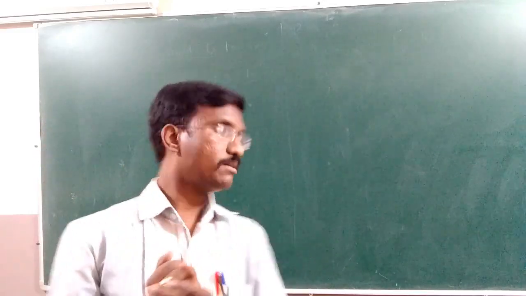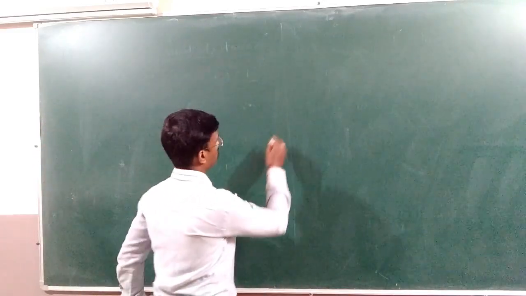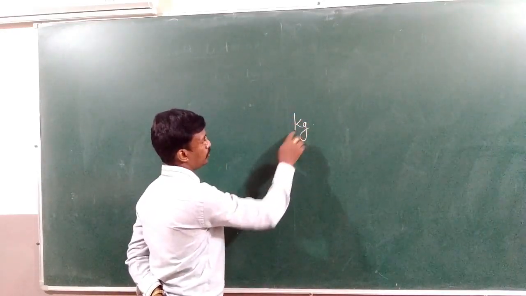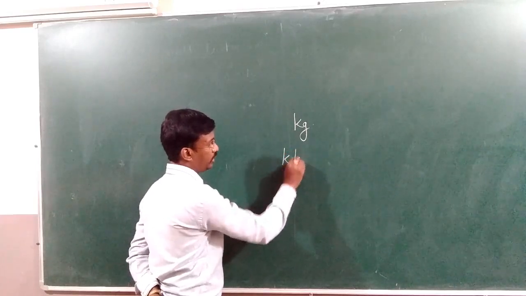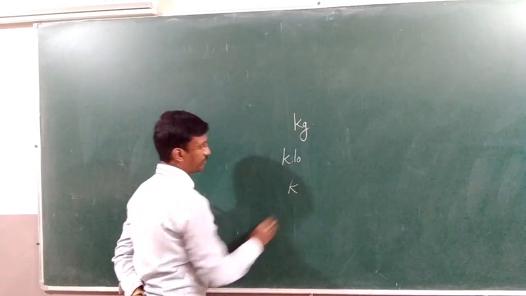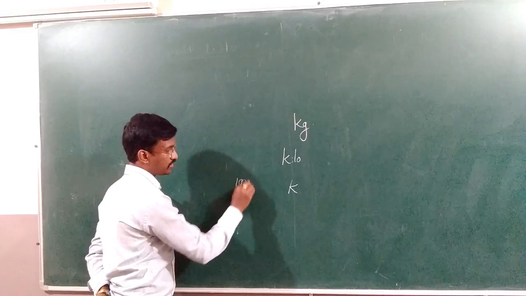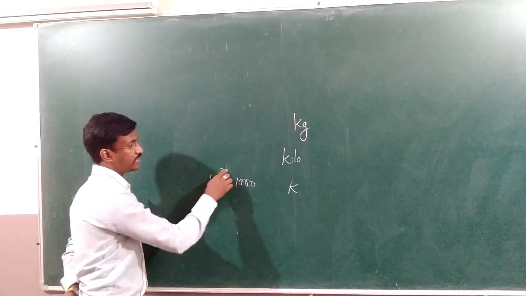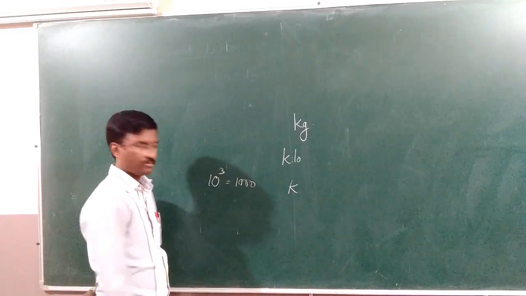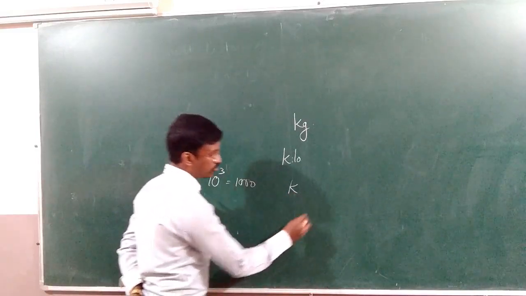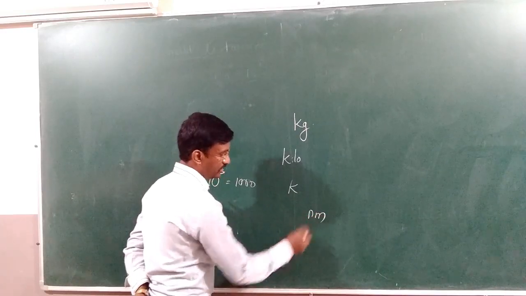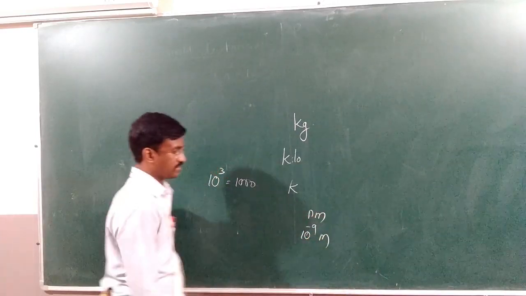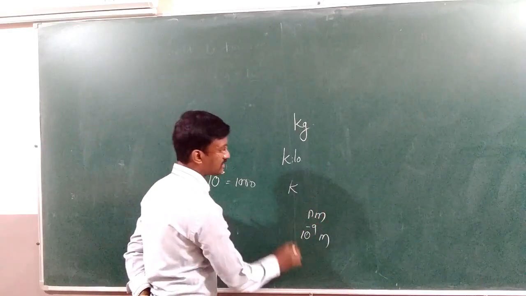Here prefix is nothing but a way to write some of the components. kg is nothing but kilogram, whereas kilo has the symbol K, capital K. K is nothing but 1000, which has a value of 10 raised to 3. 10 raised to 3 is called kilo. Similarly, you find nanometer. Nano is nothing but 10 raised to minus 9, and meter is as it is. 10 raised to minus 9 is called nano.